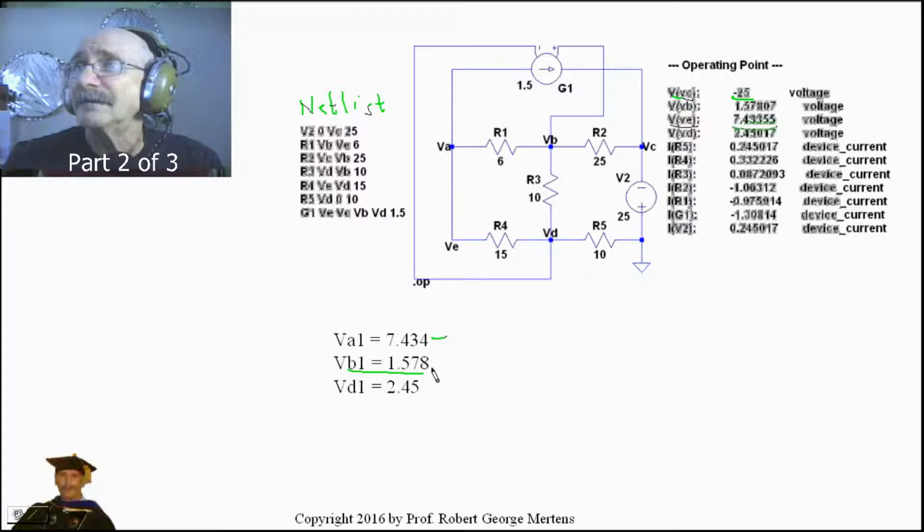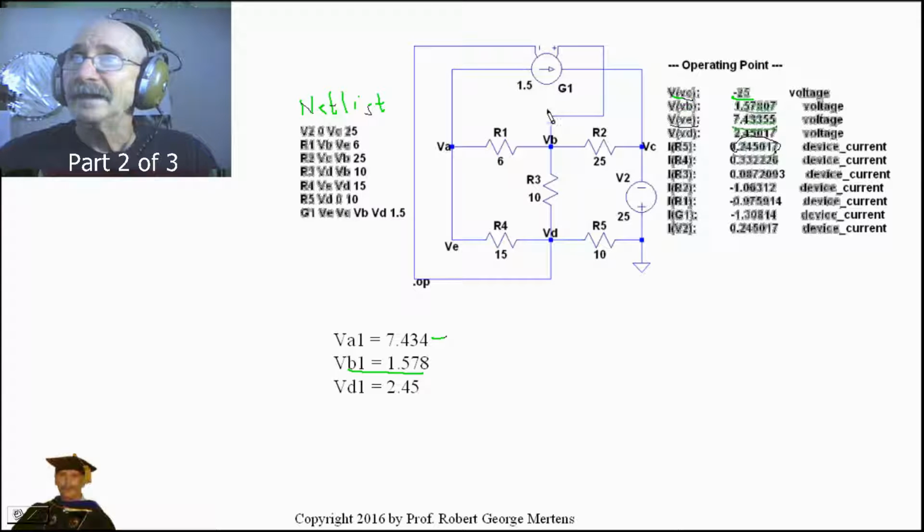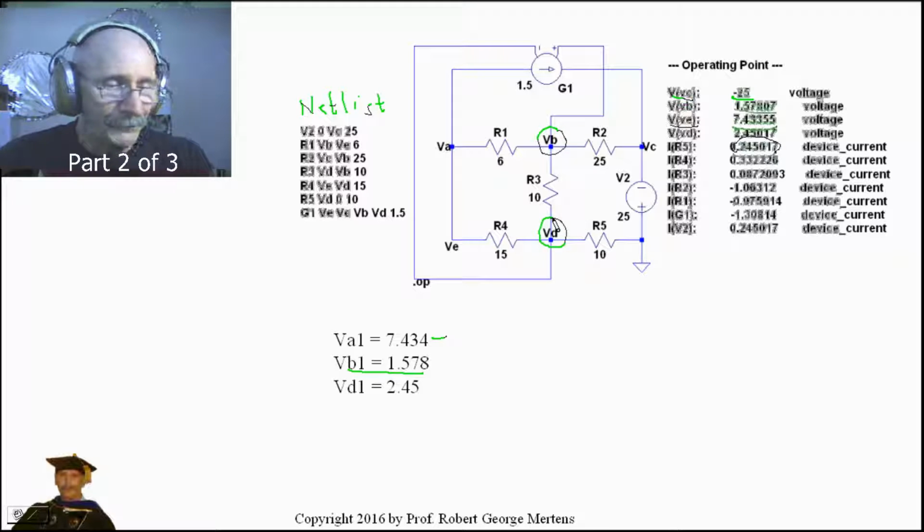VB is 1.578, and we look at VB and we have 1.578, and VD we have 2.45, and that's what we have here, 2.45. So the SPICE program has correctly identified and agrees with our calculations and our equations. So that is the first half of getting VB and VD. But right now we only have the first half. So what do we have to do now? We have to do the next part.